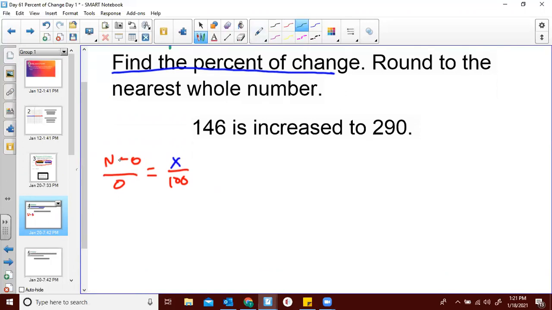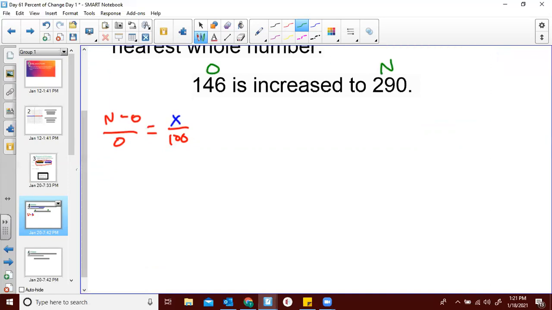Let's talk about what our new and old numbers are. 146 is increased to 290. We start with 146 and it is increased until it gets to 290. So 290 is our new number, and 146 is our old. We just plug it in: 290 minus 146 over 146 equals x over 100.